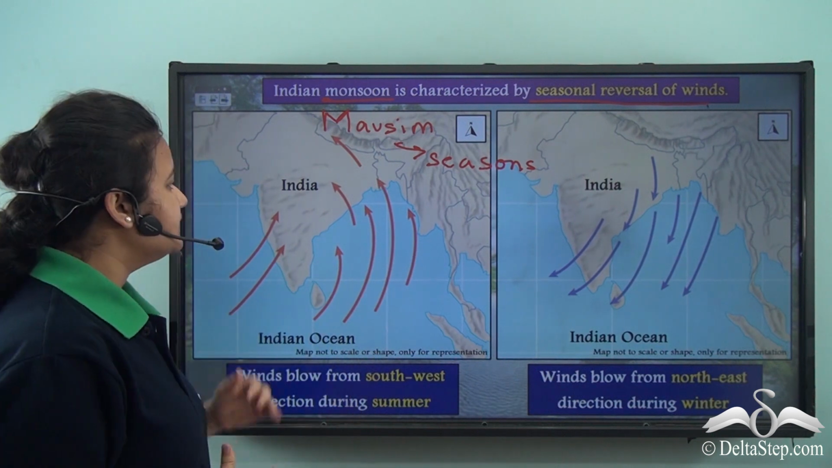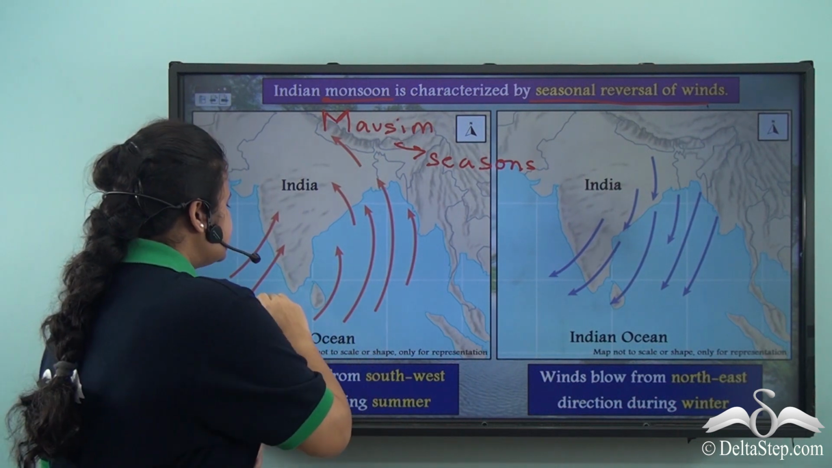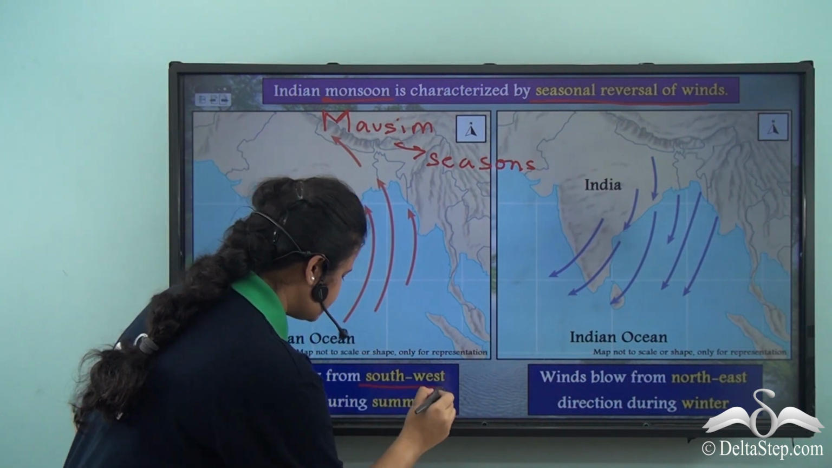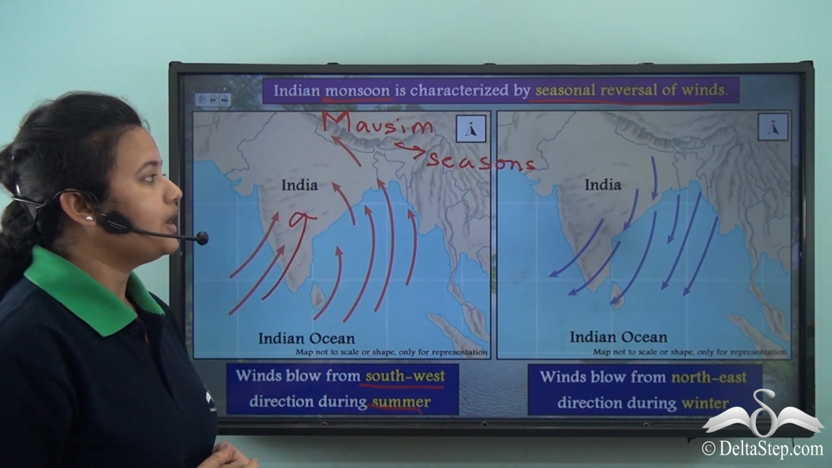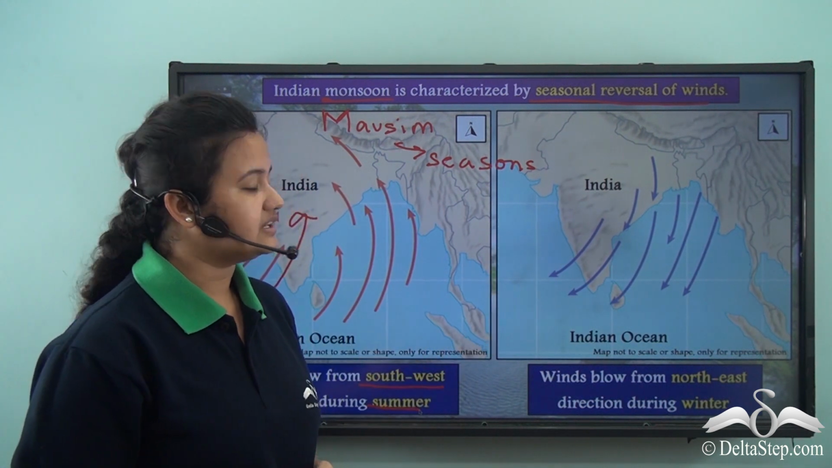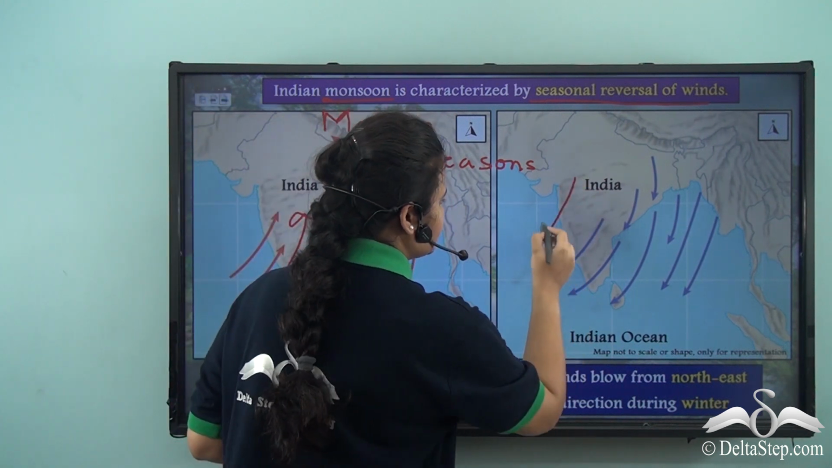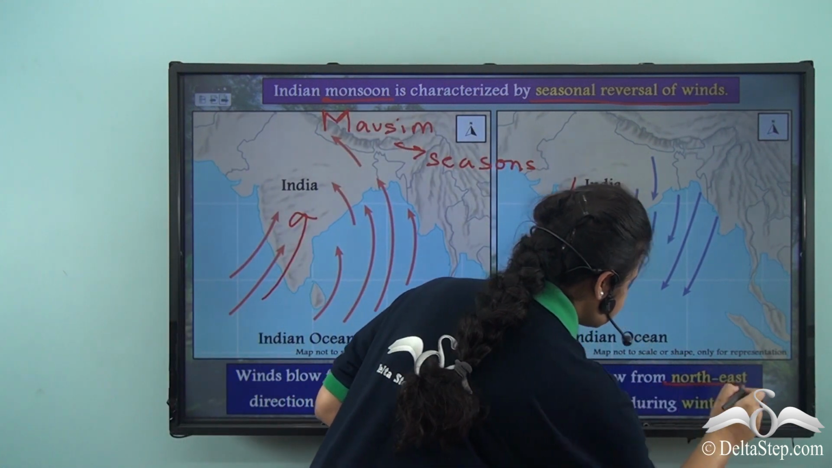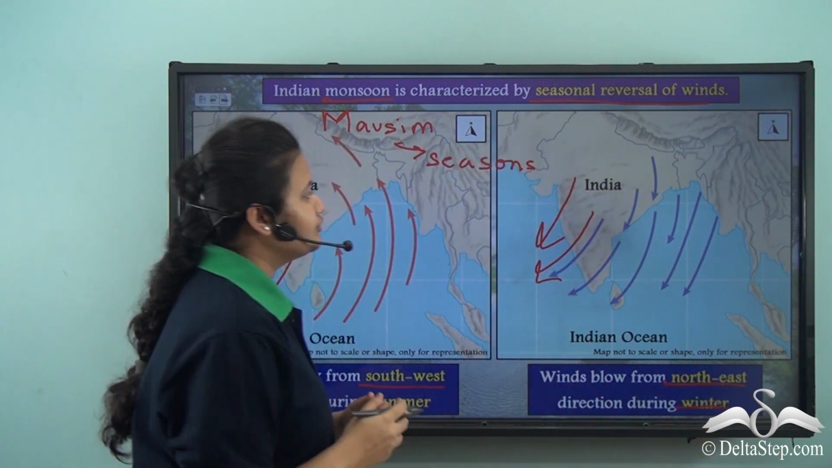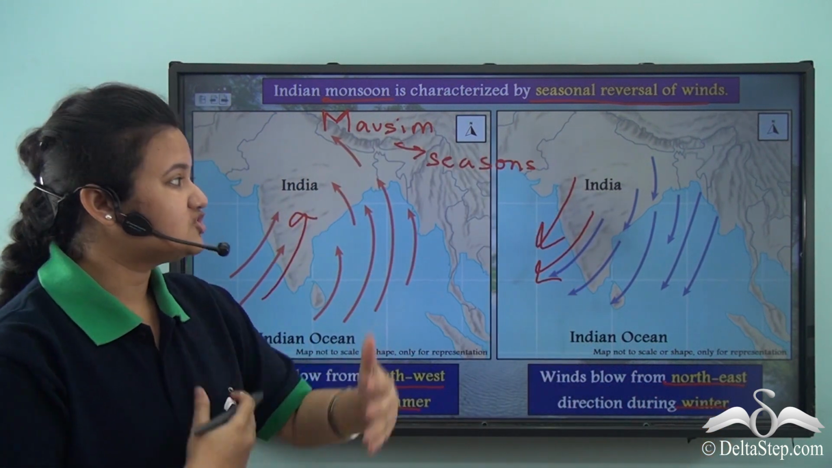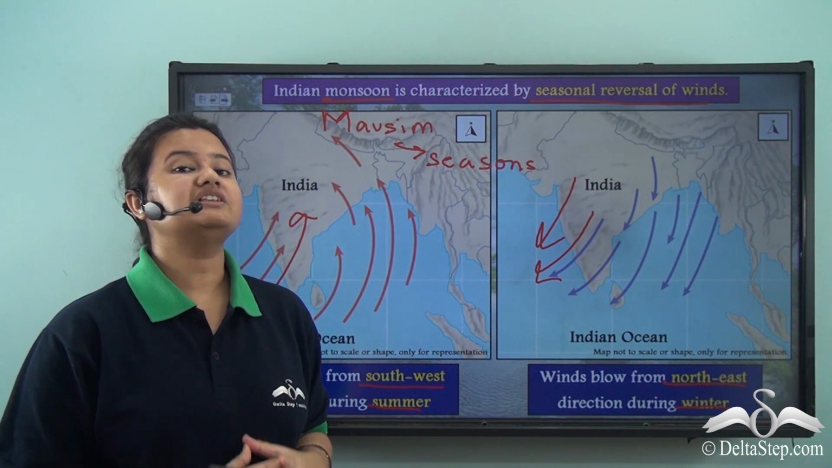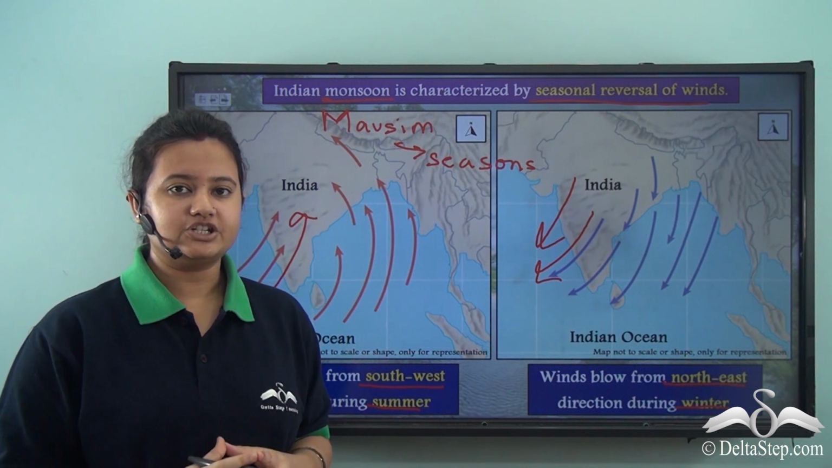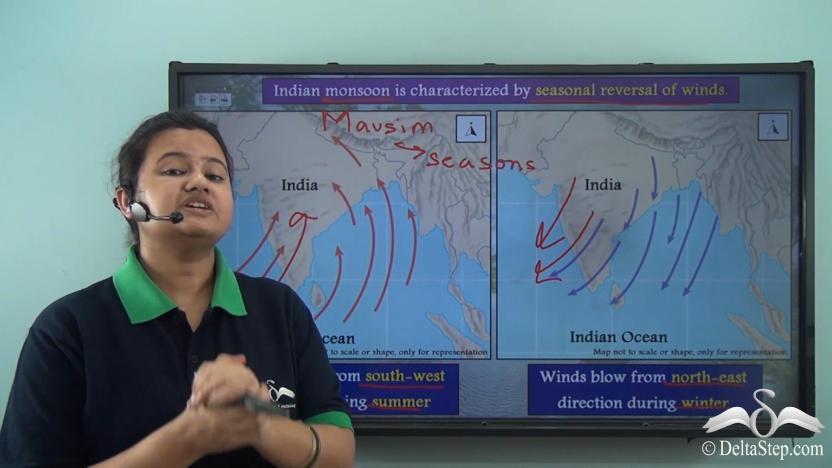This is to say that the monsoon winds travel from sea to land during summer. So, the winds blow from southwest direction during summer. Whereas during winter, as we can see here, the winds blow from land to sea. That is, the winds blow from northeast direction during winter. So we find that there is a significant change in the direction in which the winds blow, and this happens due to change in temperature and pressure conditions, specifically due to shift in pressure belts.